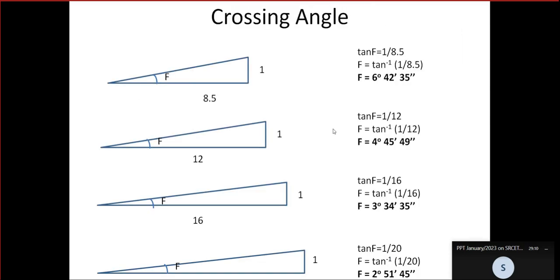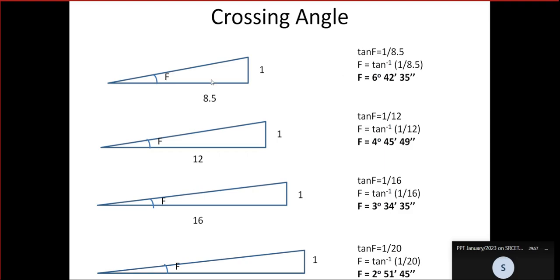So coming to the crossing angle, this is some trigonometry, you know. If you want to know what is the crossing angle first. What is the crossing angle? The crossing angle is the amount of deviation that takes place. Suppose for 8.5 units, 1 unit diversion is taking place. It's called 1 in 8.5 turnout.